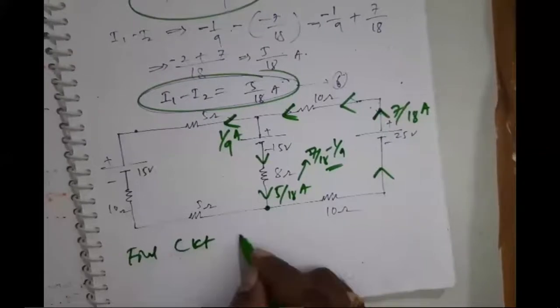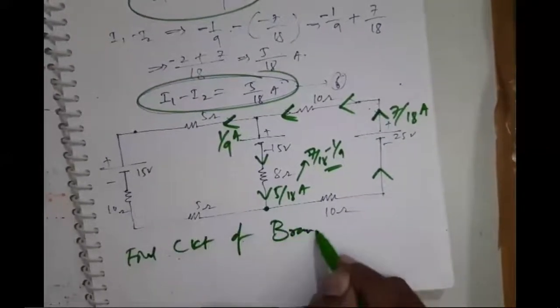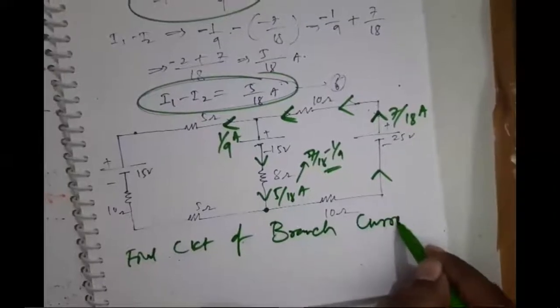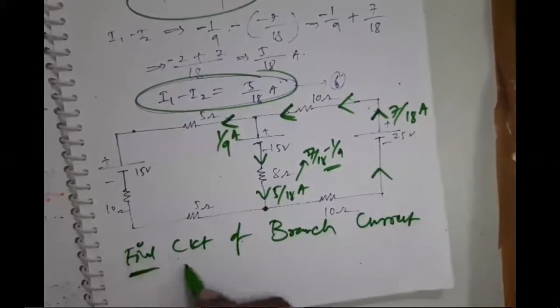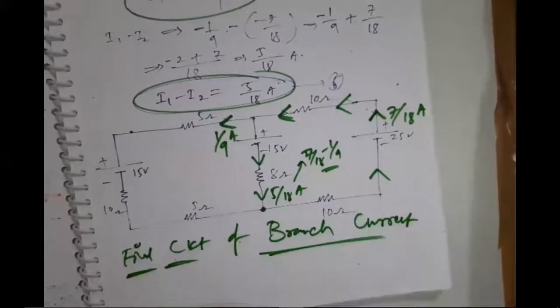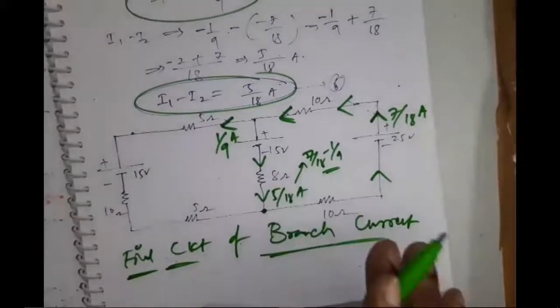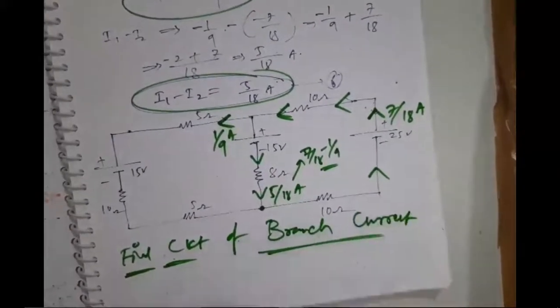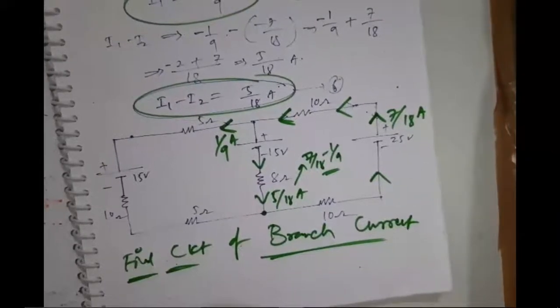So this is the final circuit of branch currents. You should be very clear about the circuit. You should not mention anything apart from the direction of currents. That's it. So this is today's session. Hope you guys are clear about this.